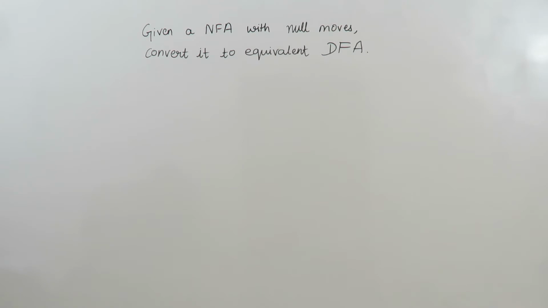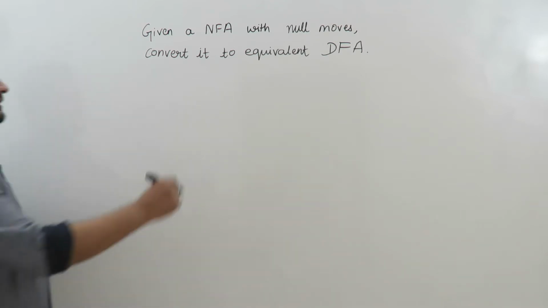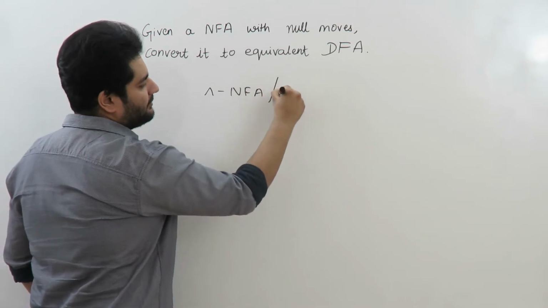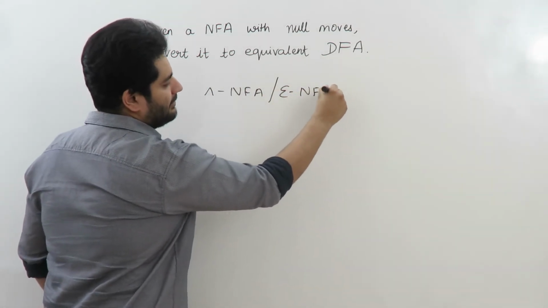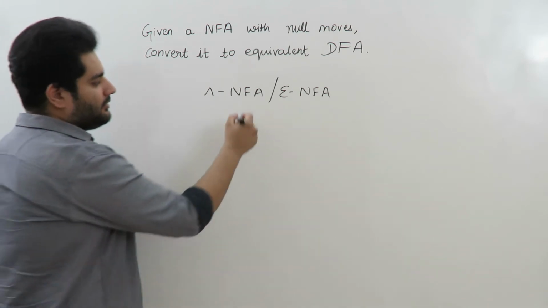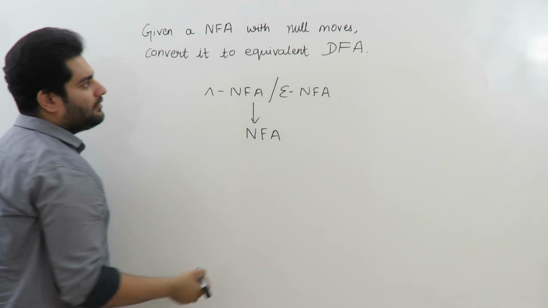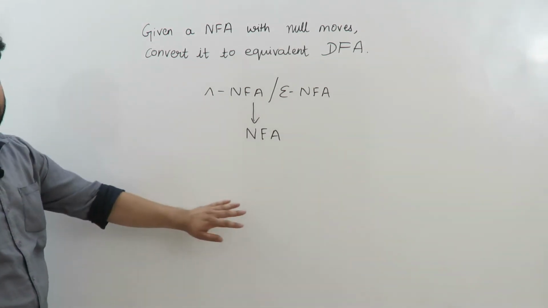So till now we have studied how to convert an NFA with null moves to an NFA without null moves. Now if a question arises, given an NFA with null move, convert it into an equivalent DFA, how will you do that? You have learnt conversion of null NFA, or in some books it is written as epsilon NFA also, because epsilon is also used to denote null. You have to convert this to NFA. This much you have learned. Now how will you convert a null NFA to a DFA?